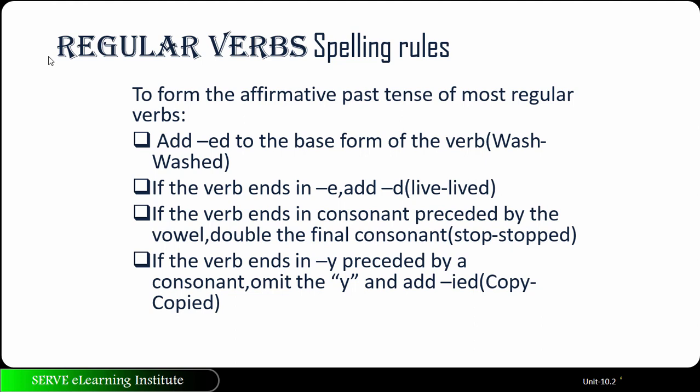Number 3, if the verb ends in a consonant preceded by a vowel, that is A, E, I, O, U, double the final consonant and add ed. For example, S-T-O-P, stop, will change to S-T-O-P-P-E-D, stopped. Number 4, if the verb ends in Y preceded by a consonant, omit the Y and add IED. For example, copy, C-O-P-Y, is changed to C-O-P-I-E-D, copied.